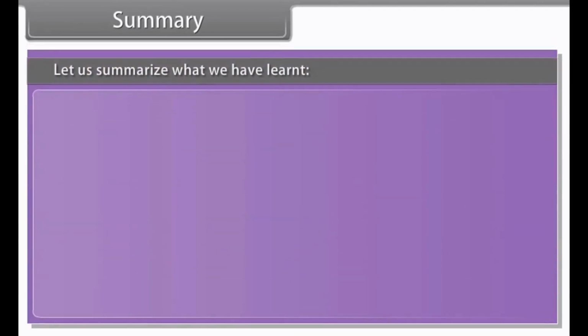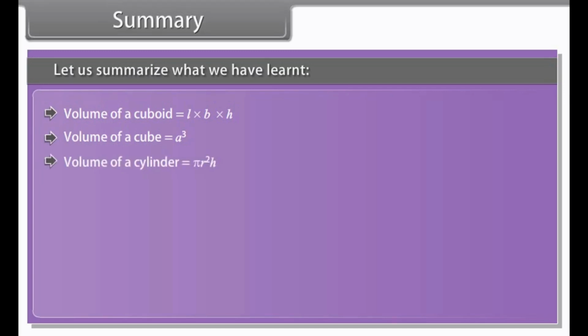Summary. Let us summarize what we have learned. Volume of a cuboid is equal to L into B into H. Volume of a cube is equal to a cube. Volume of a cylinder is equal to pi r square h. Volume of a cone is equal to 1 upon 3 pi r square h.